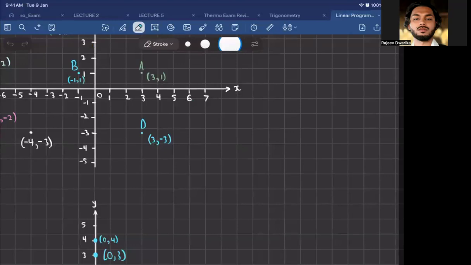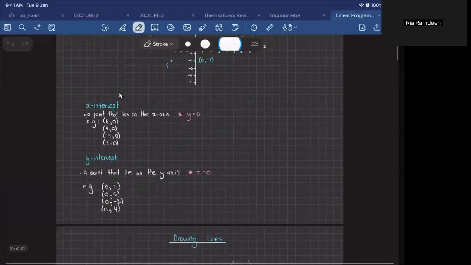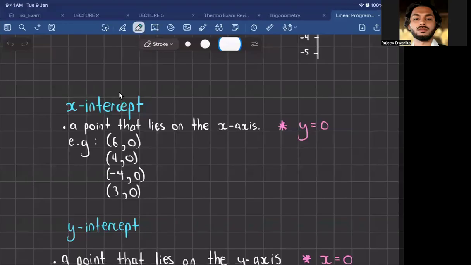Ria, you remember what the x and y-intercept is? Is it where a line passes through the x-axis for the x-intercept, and the y-axis for the y-intercept? Yes. Okay, you have it. So you need to know what the x-intercept is and the y-intercept.